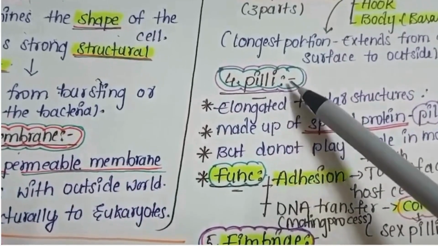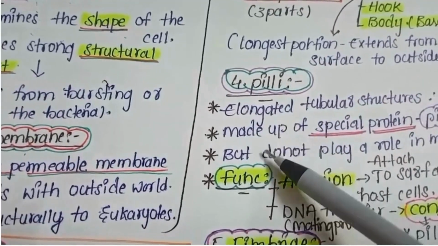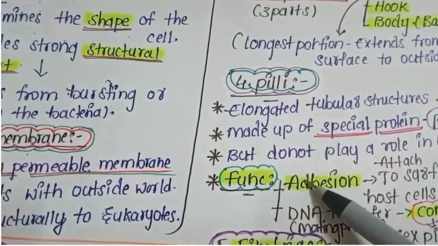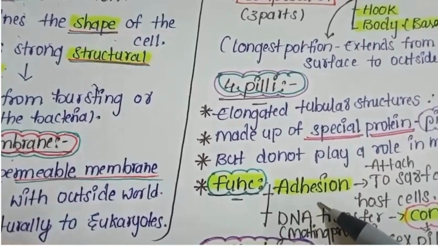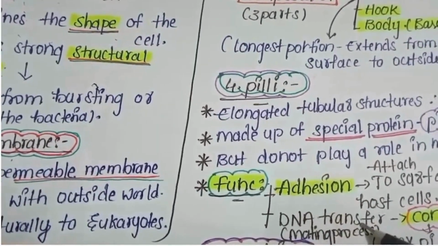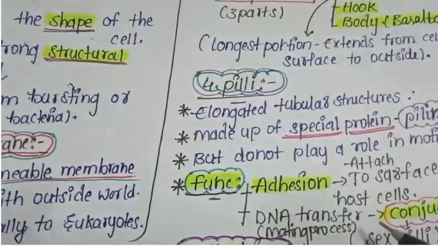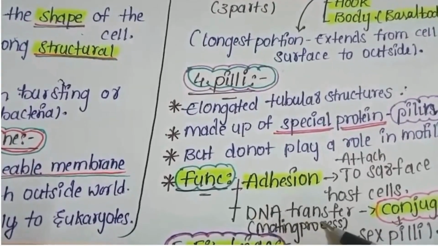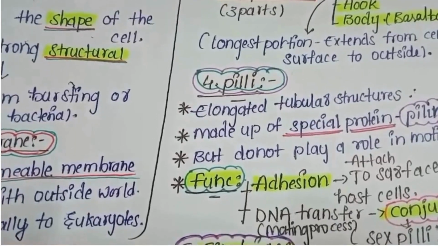Let's discuss pili, which are elongated tubular structures made up of a special protein known as pilin. Even though they do not play a role in movement of the bacteria, they help in adhesion of the bacteria to the surface of host cells, and they also help in DNA transfer during conjugation, which is why they are also known as sex pili.